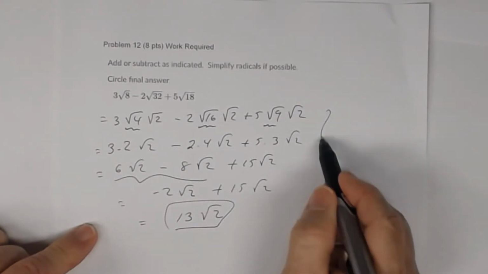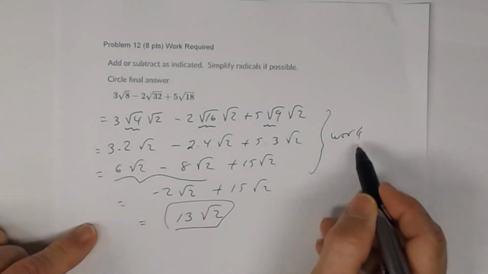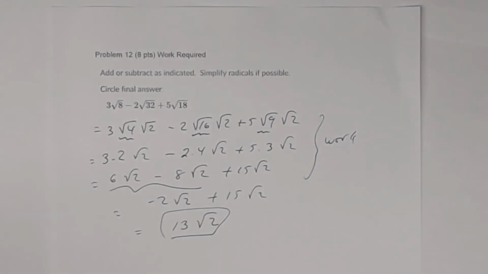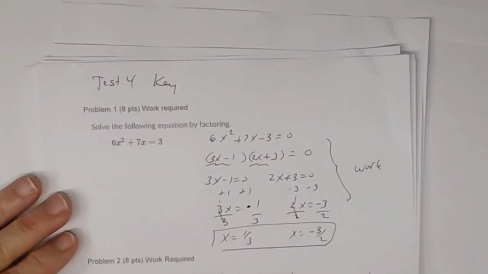So there's your work. Okay, work was required. And there's your answer. Okay, so that is the key to test 4.